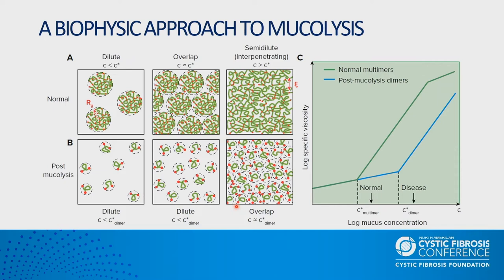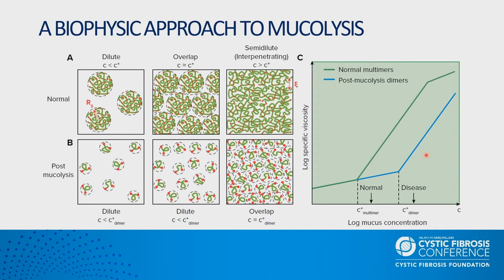So the different balls are going to start to touch each other when they are at a higher concentration. This is great news because when you are in the regime where there is pathological concentration of mucin, if you cut them, you're going to have viscosities that are much lower. And so your chances of clearing the mucus are going to be higher.